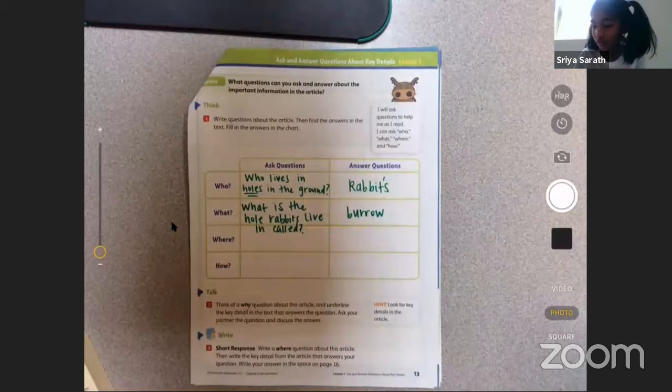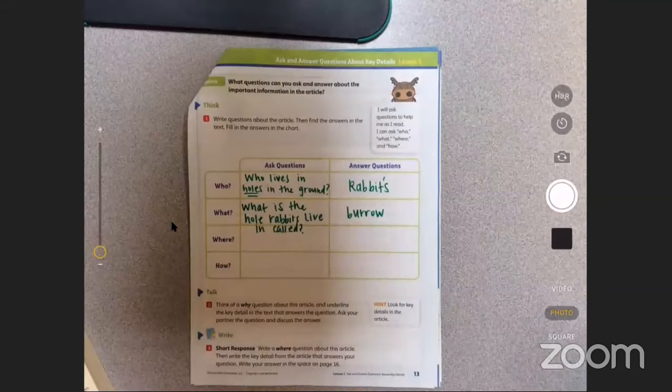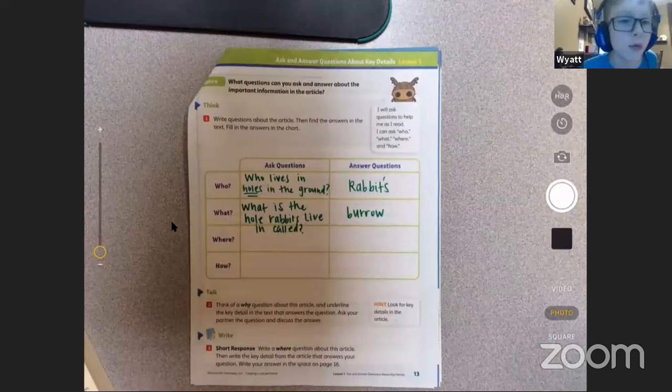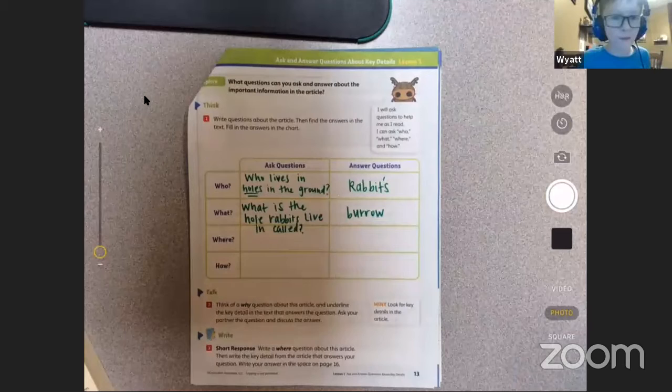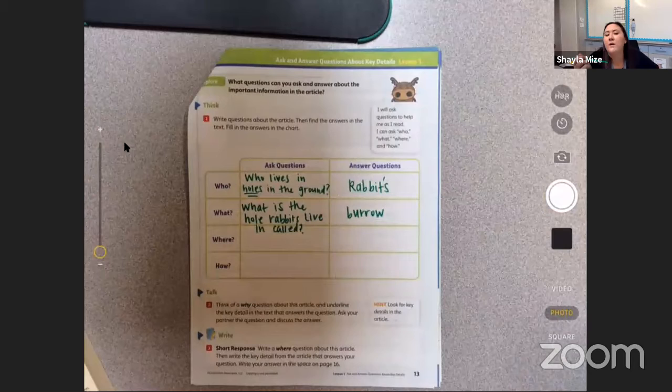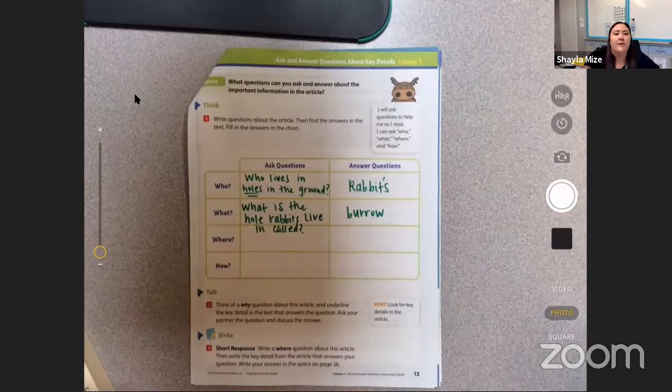So it's a burrow. What could be a where question that we could ask? A where question. Where is the rabbit's home? Where do you live? Where's the rabbit's home? So then we have the what question. What is the home rabbits live in called? So now we need a where question. Where's the rabbit's home?